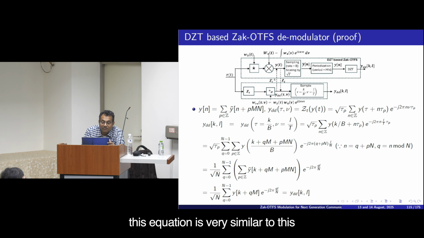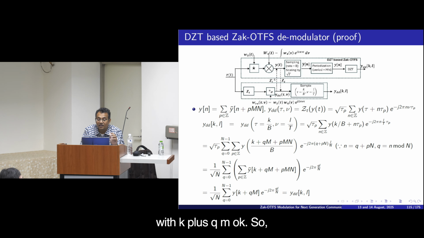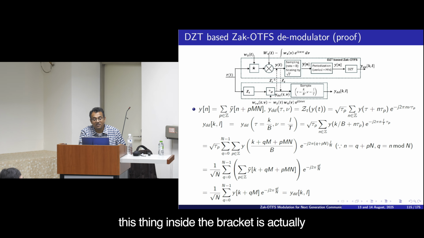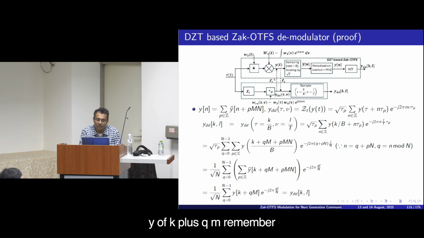This equation is very similar to this one, except that you have to replace small n with k plus qM. So this thing inside the bracket is actually y of k plus qM. Remember, y is the output of the periodization block. Is that okay?